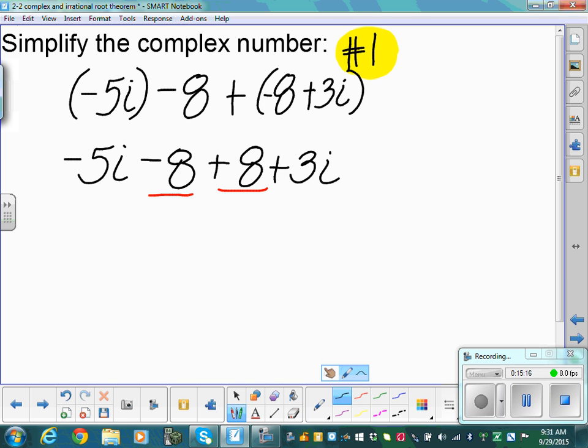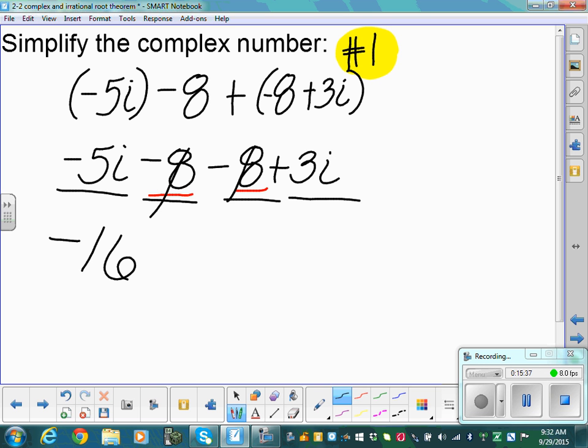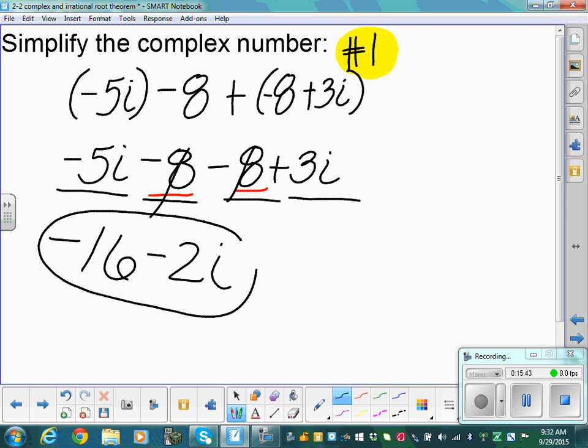Did I mess up on anything? Nope. Okay. All right. So this is negative 8. I dropped off the parentheses. Okay, so then you're right. Negative 8 plus negative 8 is negative 16. Just combine those. Now we'll combine our imaginary parts. Negative 5i plus 3i is negative 2i. It's in the form of a plus bi.